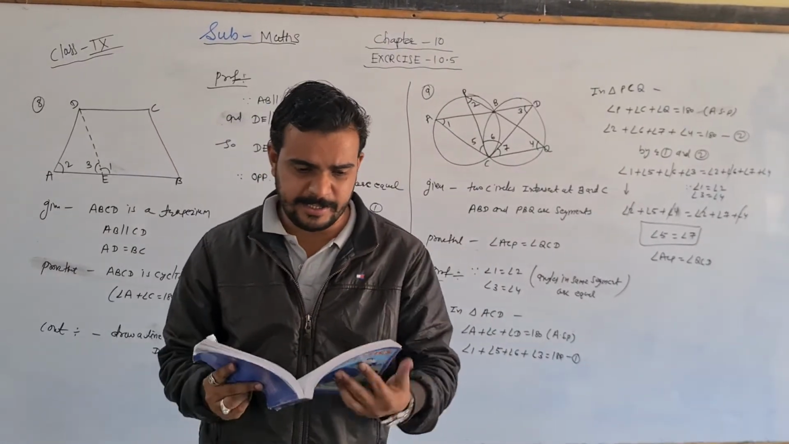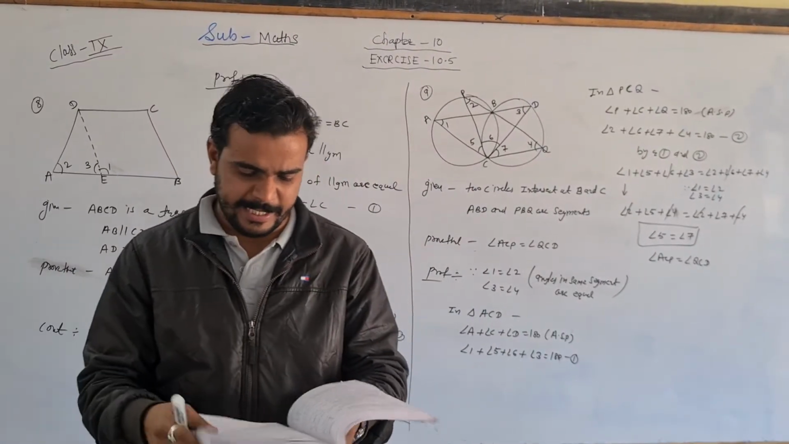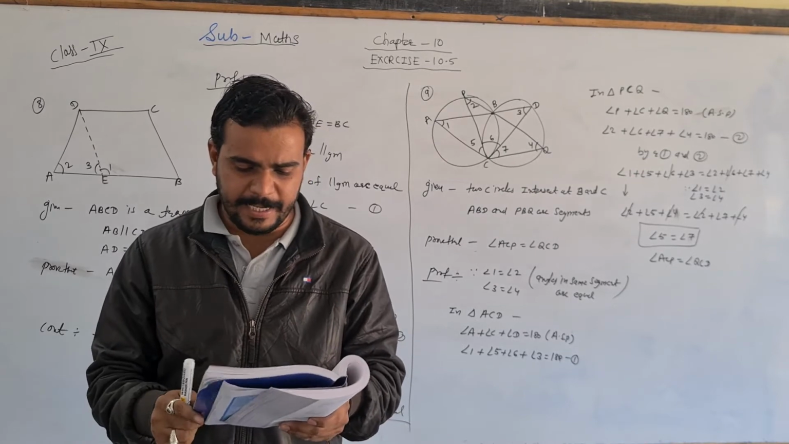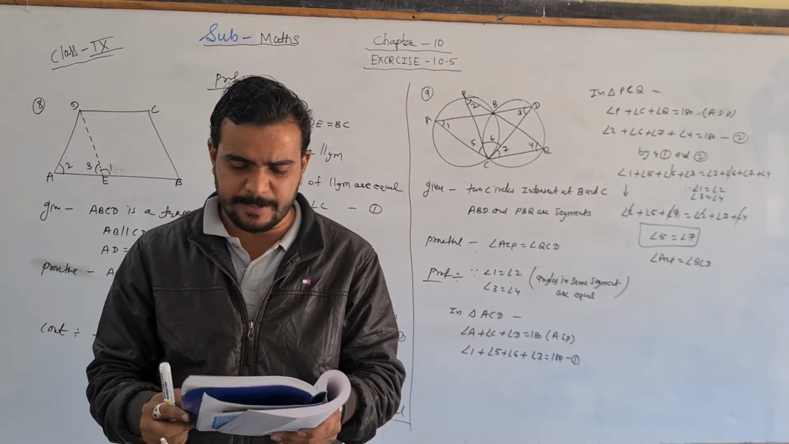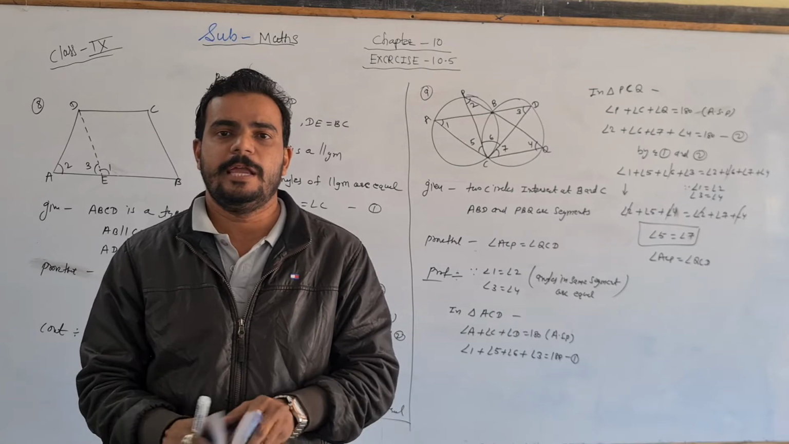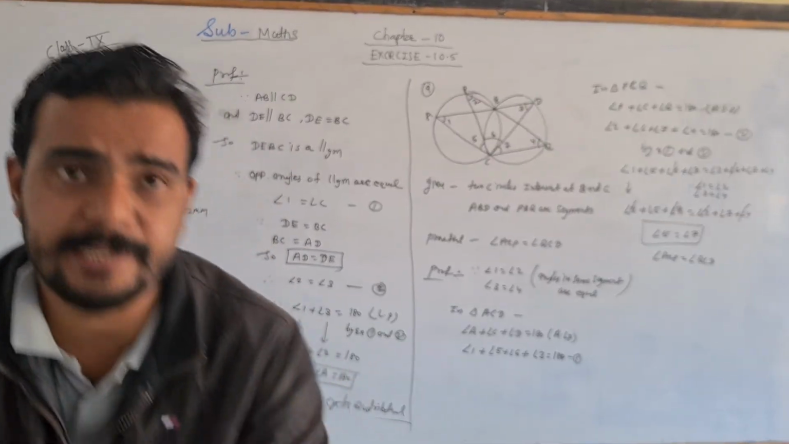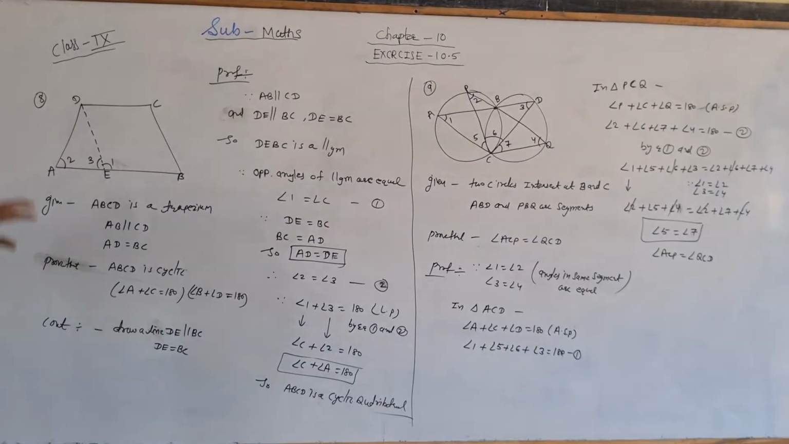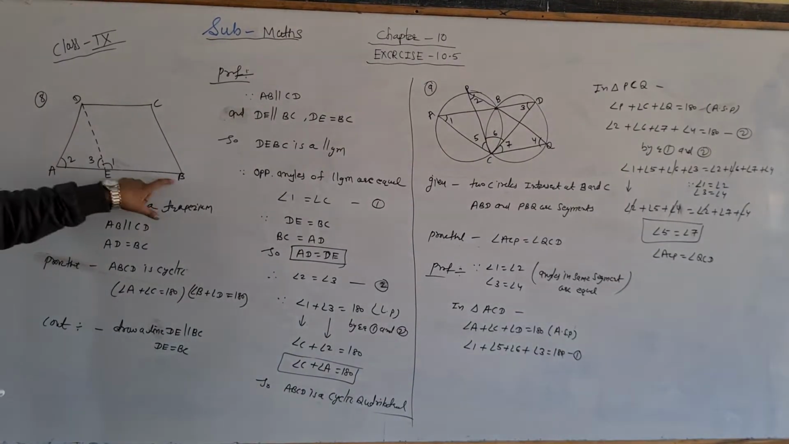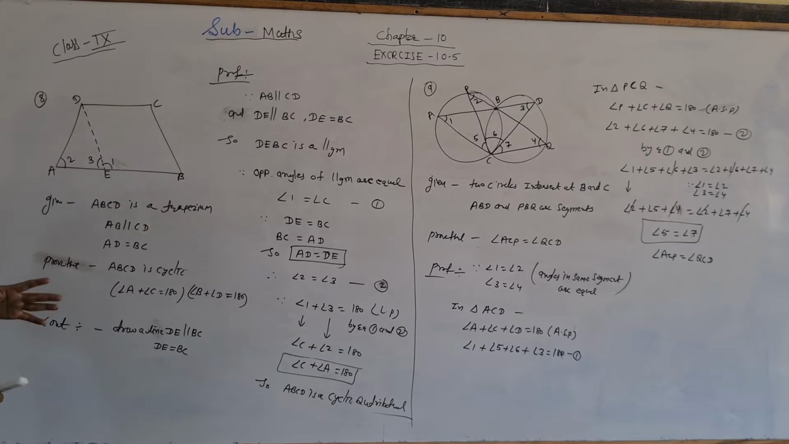Okay, students. So the next question, number 8. The question number 8 is like this: if the non-parallel sides of a trapezium are equal, then prove that it is cyclic. It means given thing will be like this: ABCD is a trapezium whose non-parallel sides are equal.